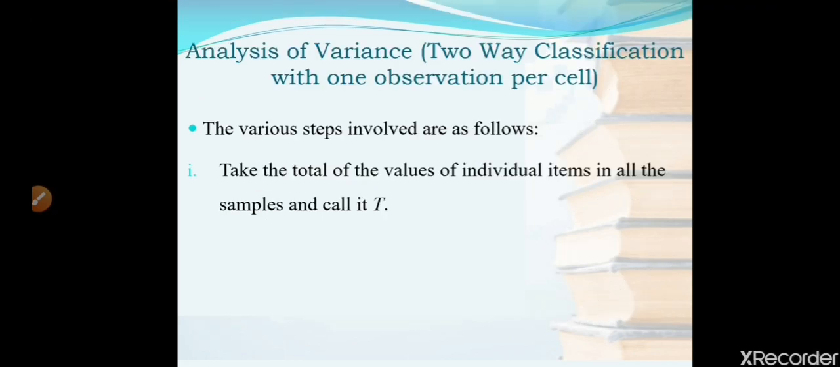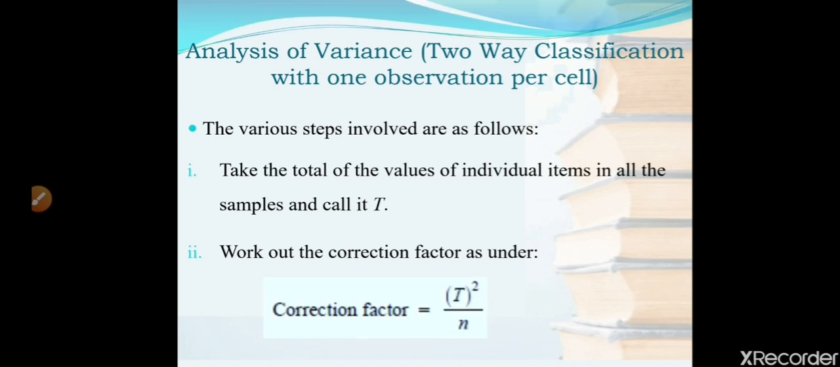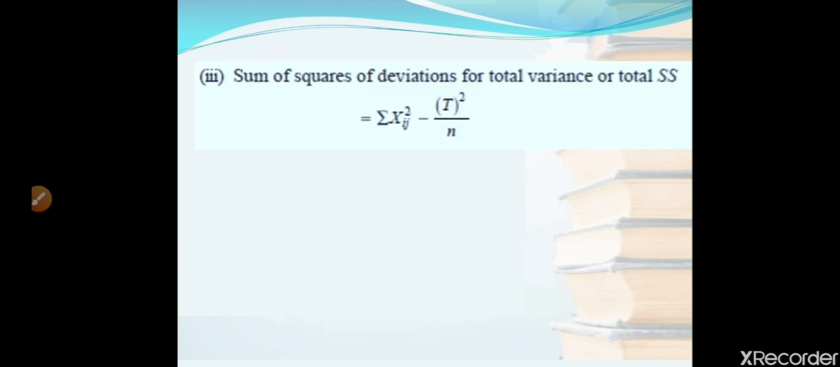So here the first step is again take the total of the values of the individual items in all the samples and call it T. So whatever total number of measurements or values we are having, we will add those values and we will get the value of T. And then we will find out the correction factor, which is given by T square by N. After that, we will find out the square of all the item values one by one and then take its total, which is xij square, and then we will subtract the correction factor from this total, and that would be the sum of square of deviations for total variance, or it is called SS total.